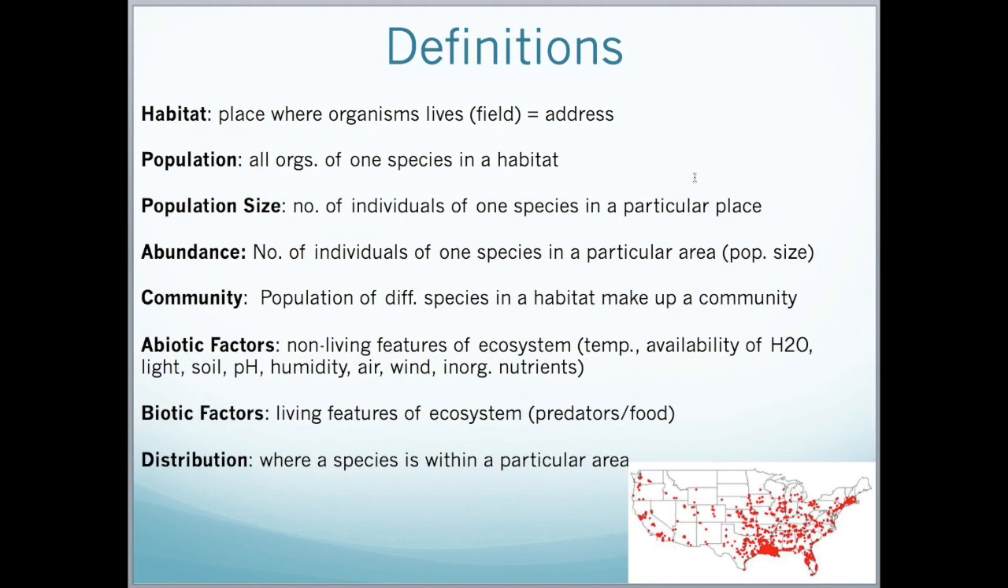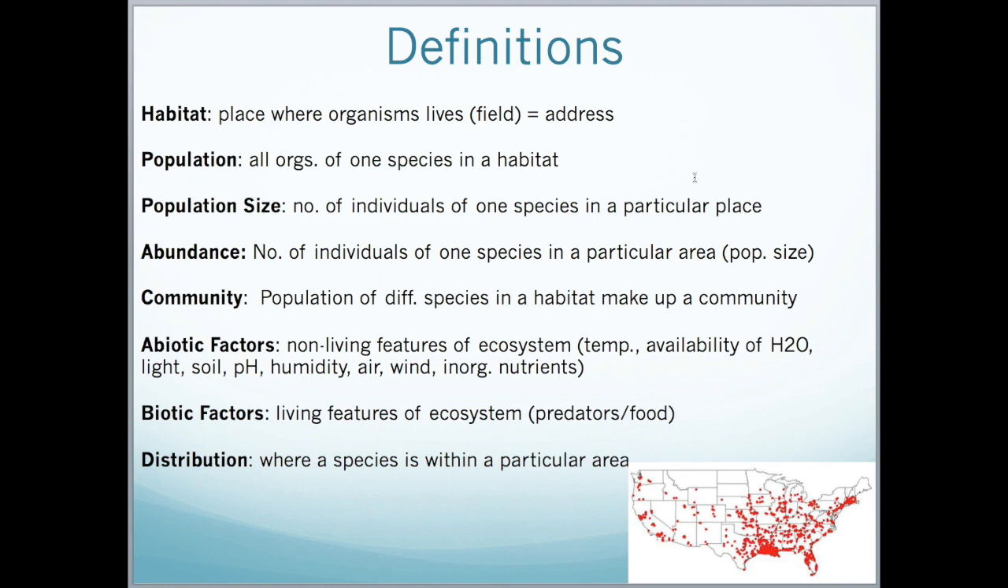So let's also look at some definitions that we need to be familiar with before we go into more detail. Habitat refers to the place where an organism lives. So a field, you can simply remember it as the address, if it helps you to remember it. Population is defined as all organisms of one species in a particular habitat. Population size looks at the number of individuals of one species in a particular place. And abundance is also the number of individuals of one species in a particular area. So population size and abundance basically mean the same thing, so you can refer to it as either population size or abundance.